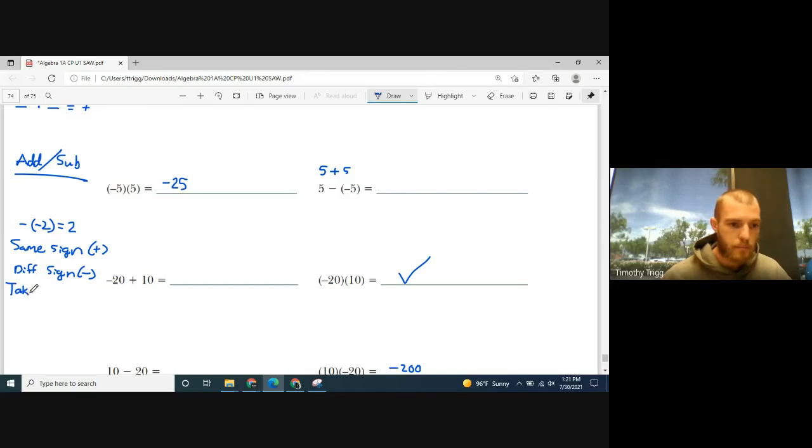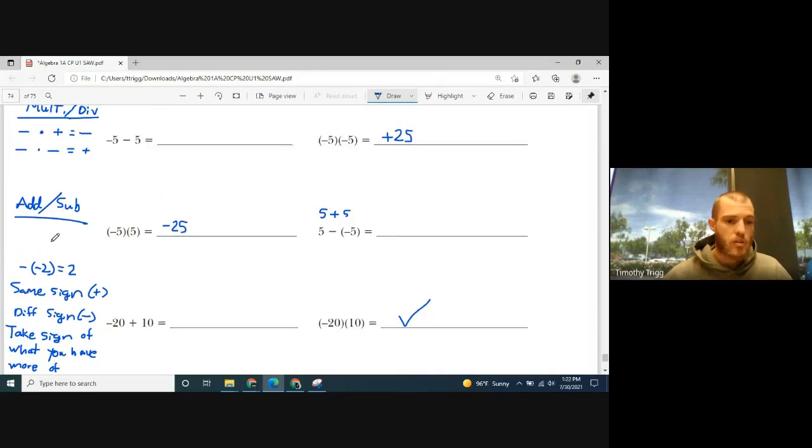Take the sign of what you have more of. So if you have more negatives, and you add or subtract, the answer will be negative. It's whatever you have more of. Okay, so if you have more positives, your answer will be positive. If you have more negatives, the answer is negative.